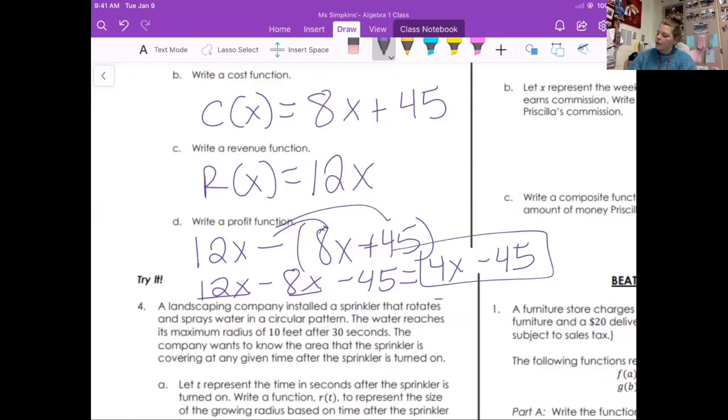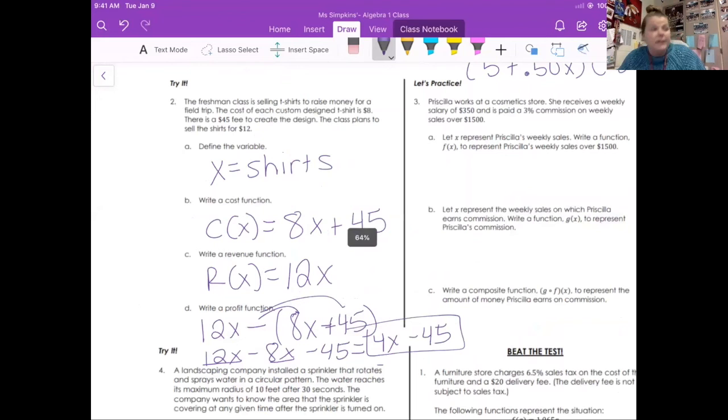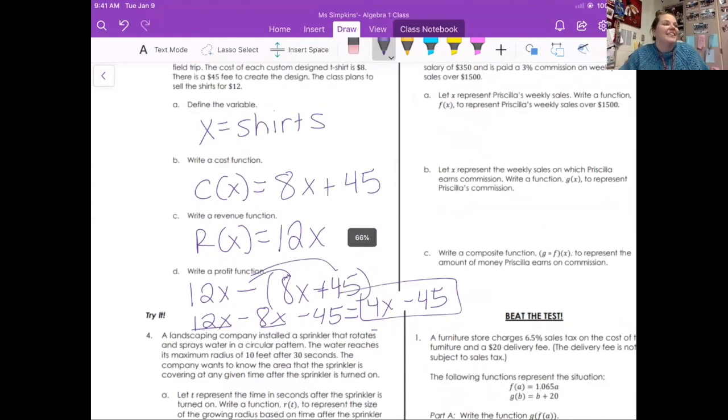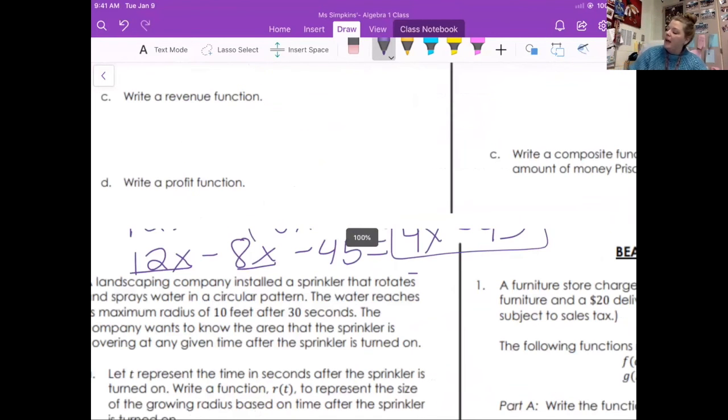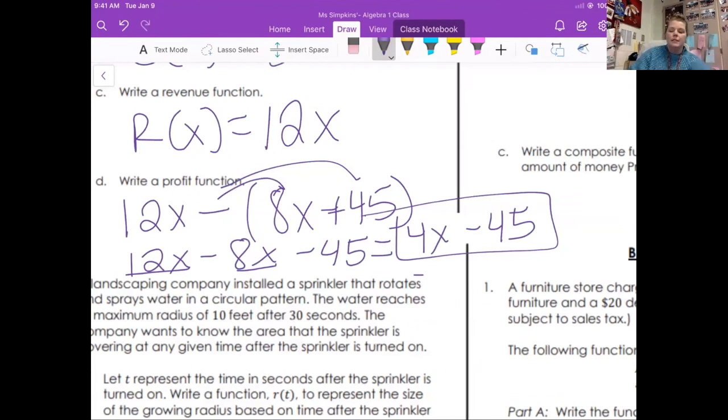cost. So hopefully we sell at least 12 shirts, because what happens if we only sell 11? You lost $1. Probably not worth it, right? So hopefully we sell at least 12 shirts. I would hope more, because I don't think $1 is going to pay for this field trip that the freshman class is going to try and go on. But that can at least tell you how many shirts you have to sell to make a profit.